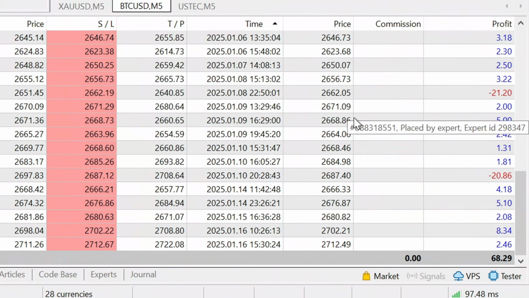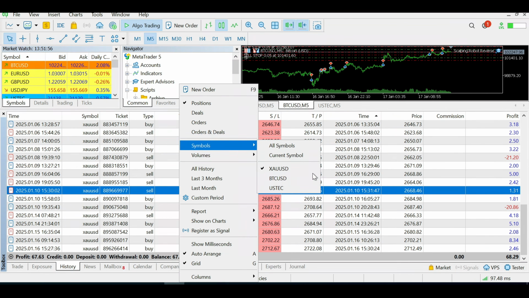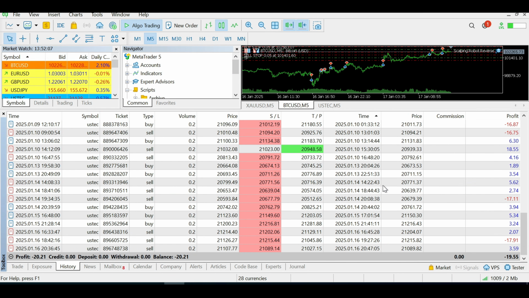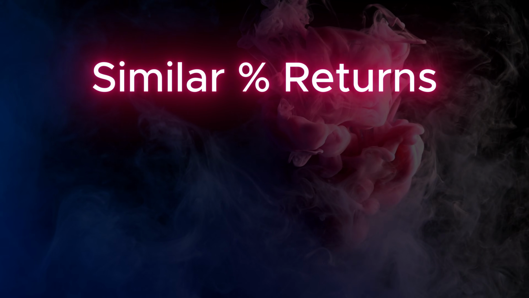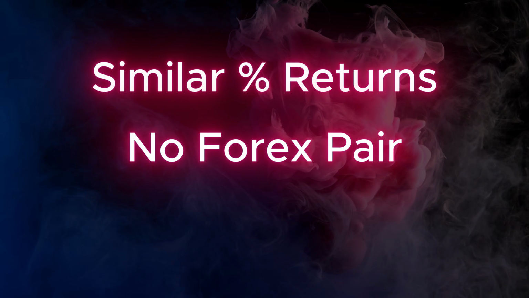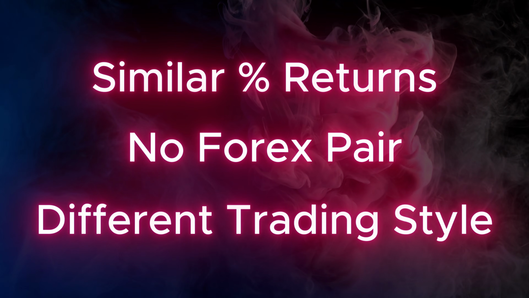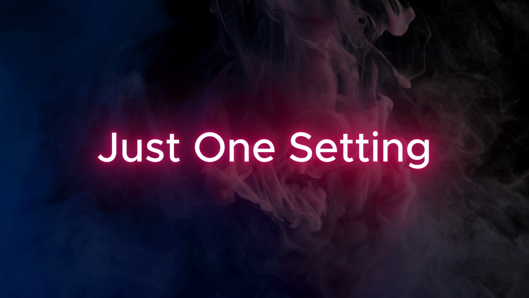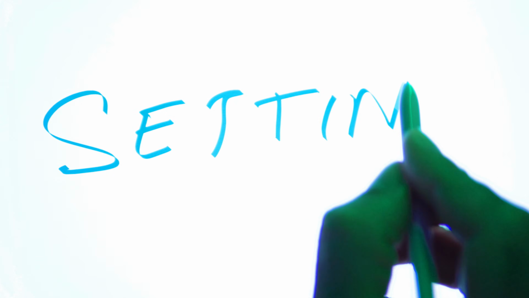Now on gold, we have 7% return. On Bitcoin, around 11%. And Nasdaq is doing poorly here as well with a negative 2% return. So these settings have made similar percentage returns even though no forex pair was applied. And the trading patterns and the style are also very different between the 2 accounts with just one setting change. Okay, these are only 1 month of results, so take them with a grain of salt.